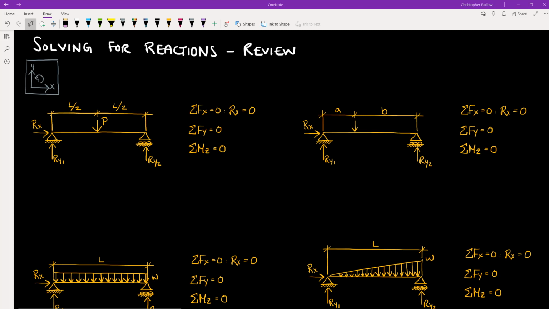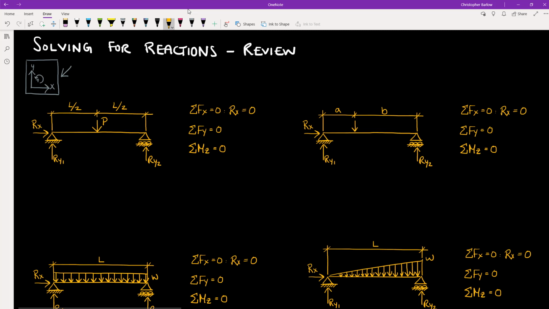Now that we have reviewed our boundary conditions, let's try solving for some reactions. Before we dive in here, note how we have defined our positive directions. Positive x is to the right, positive y is up, and positive moment about the z-axis is in the counterclockwise direction.